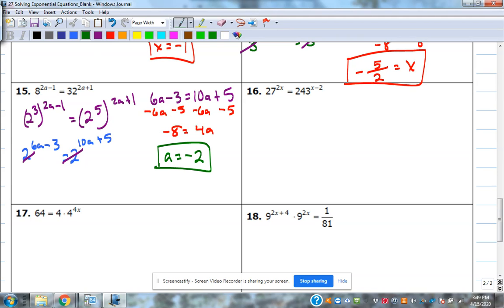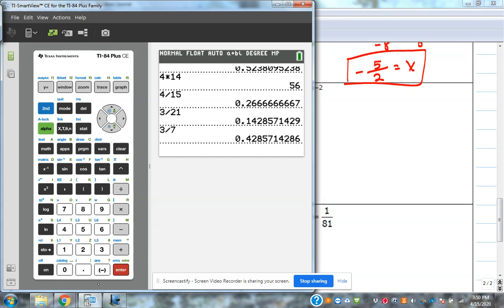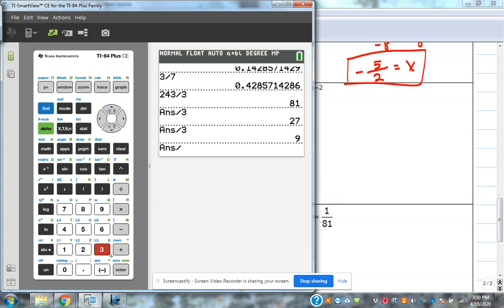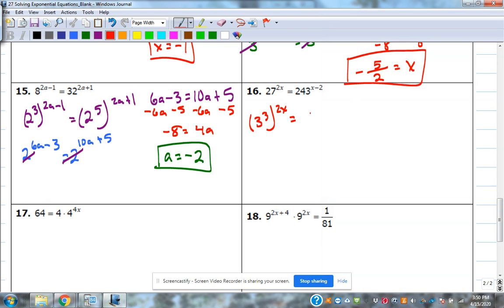Number 16, same idea. We're trying to rewrite things with the same base. And I've already seen 27. I've got some experience with it. I know it's 3 cubed. So what about 243? Let's just divide it by 3. So it's 81. Divided by 3, divided by 3, divided by 3. So 1, 2, 3, 4, 5 3s. So 3 to the 5th power.